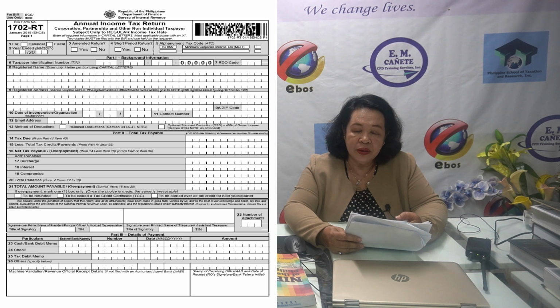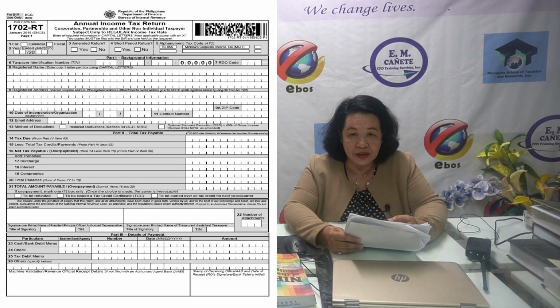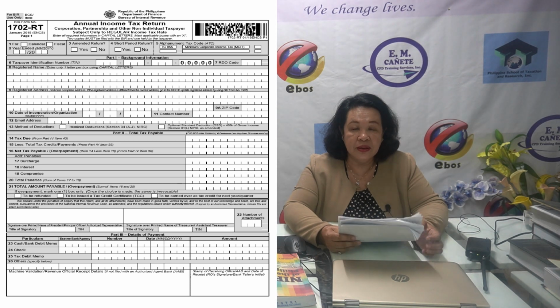Why? The default here is the 00. Because this pertains to the branch code. And the rule in filing the income tax is that you are going to file your income tax return in the main office. So the default is already the 00, meaning you are filing your income tax return in your main office. You are not supposed to file your income tax return in your branches.